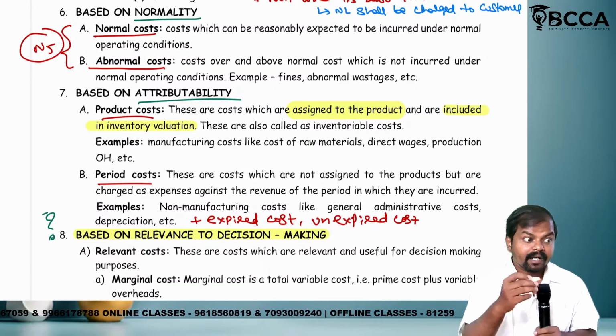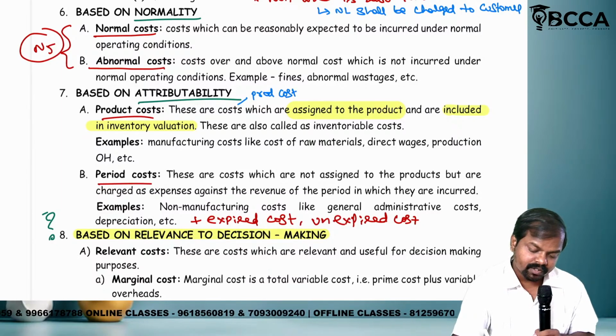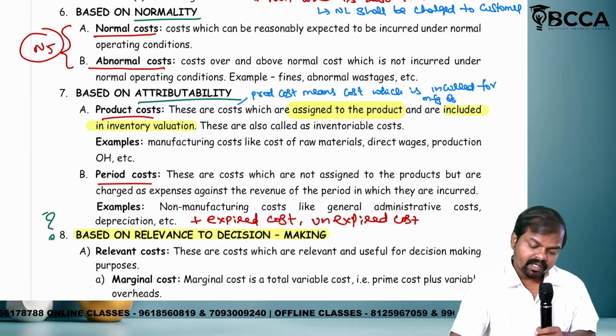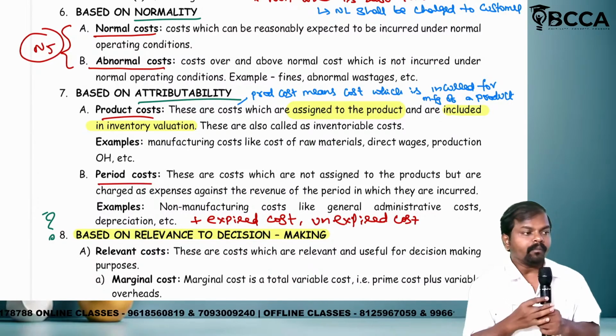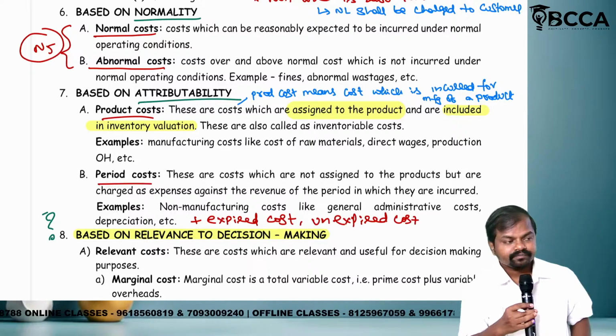Please write it in an alternate way. Product cost means cost which is incurred for manufacturing of a product. Manufacturing of a product. Clear, my dear friends?